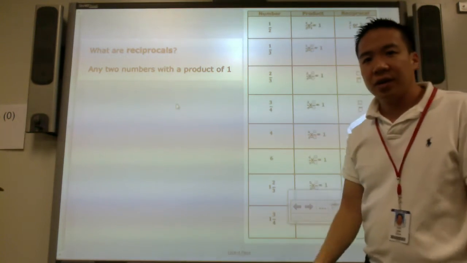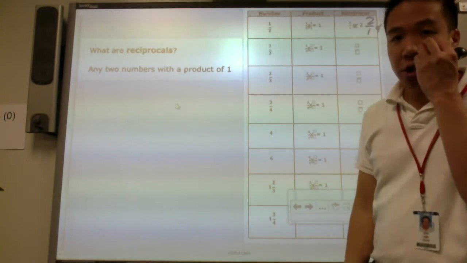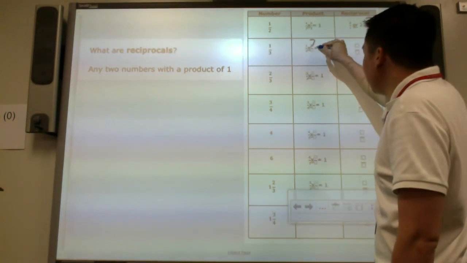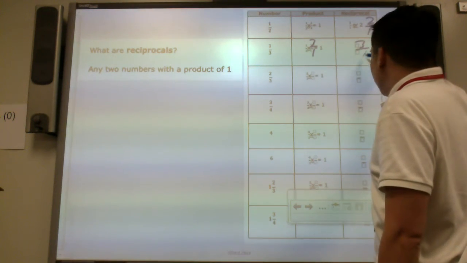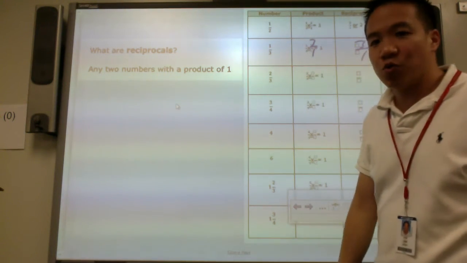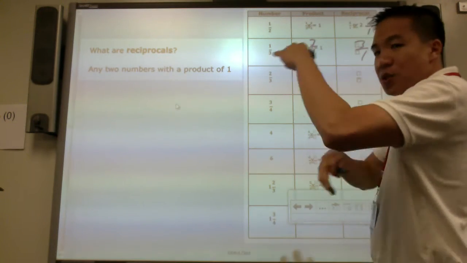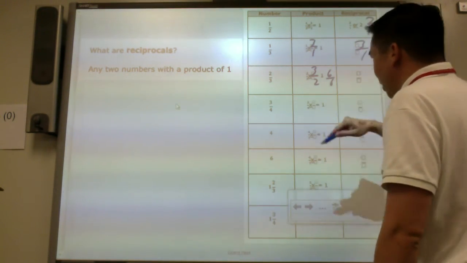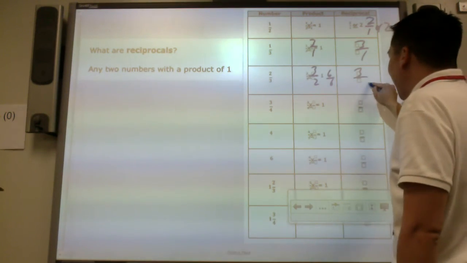So 1/3. What can I multiply 1/3 by to get 1 whole? Let's do the reciprocal of it, 3/1. So the reciprocal is 3/1. 1/3 times 3/1 is 1 whole. You have 2/3. The reciprocal of it is 3/2. You get 6/6, which is 1 whole. So the reciprocal of 2/3 is 3/2.